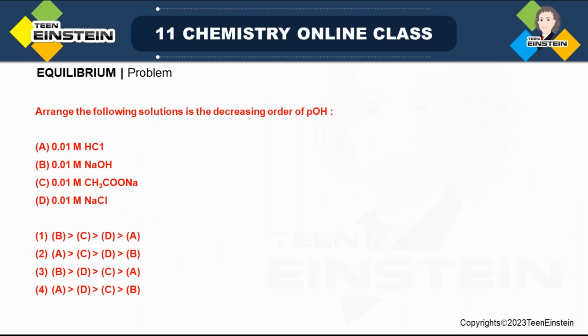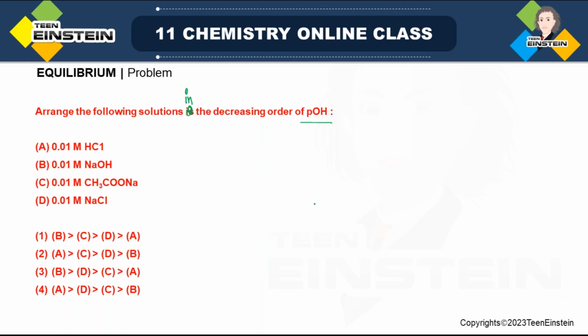Arrange the following solutions in the decreasing order of pOH. Now this type of question, be very careful. Normally it is a very common error we make, that it is clearly mentioned decreasing order of pOH, but by default we tend to do it in terms of pH, because that is the convention mostly we follow. But be very careful, it is in terms of pOH, it is not pH.